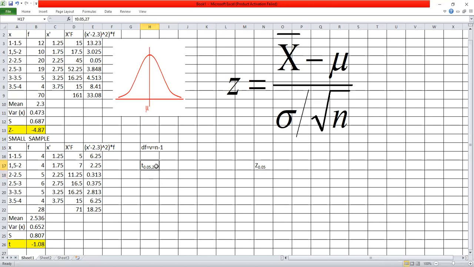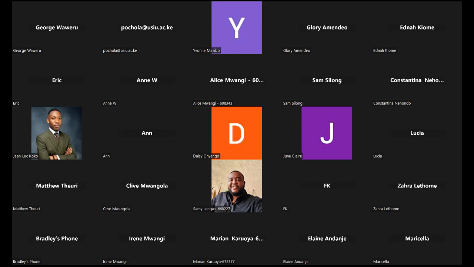So you go to the T table and you read this, student T. This is what you get from the T table. So let me show you the T table. The student T table is here. I'm going to share it just now. The student T table is this one here.